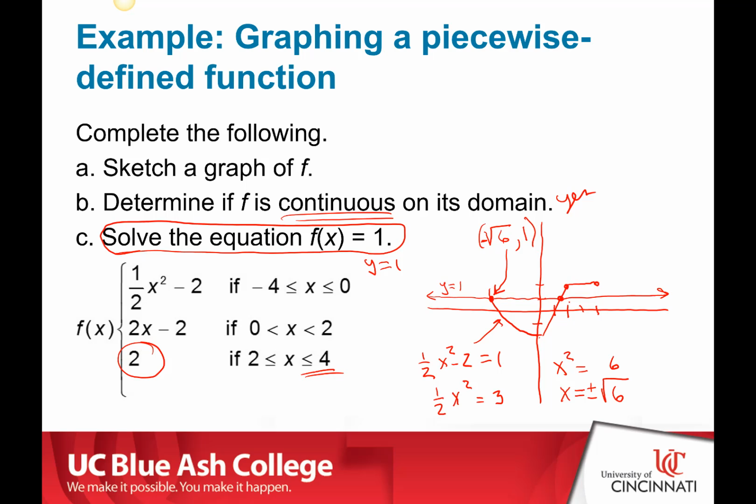The other location where we can find it equal to 1 is on this line. Well, that says we need 2x minus 2 equals 1, or 2x equals 3, which gives us x equals 3/2. So the other point would be 3/2 for the x value, and then 1 for the y value. So you've got two different places there we can find an answer. Does that make sense?